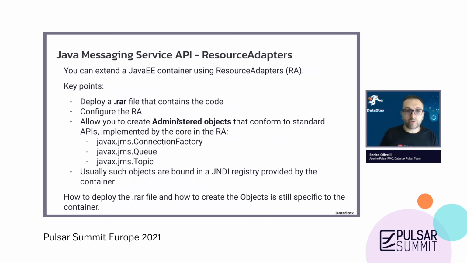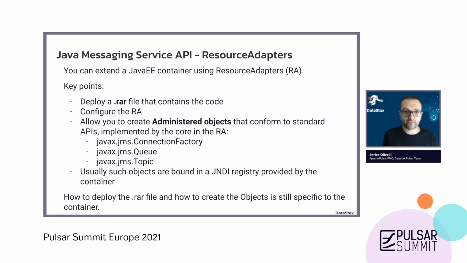But when you want to connect to a JMS system in a Java Enterprise application, you have to deploy a resource adapter. The resource adapter contains the JMS driver. So you deploy the file, you configure the resource adapter, and then you are able to create administered objects, so queues, topics, and also the connection factory. Usually, these objects are bound to a registry, a Java Naming and Directory Interface registry, but everything is very vendor specific.